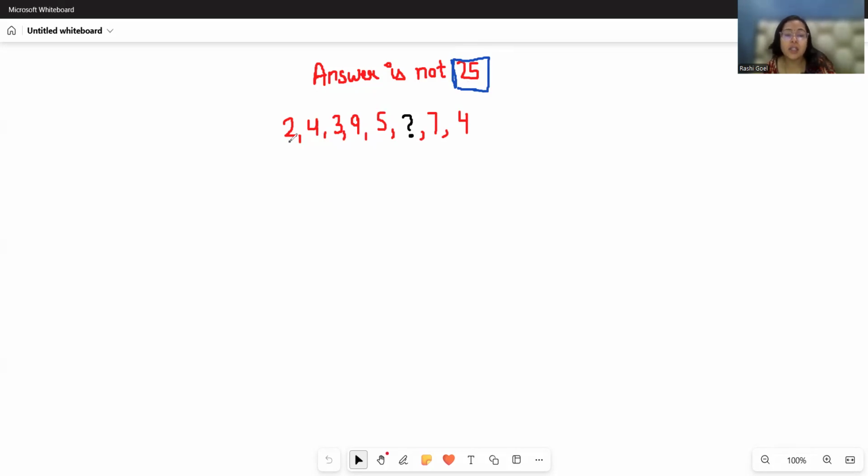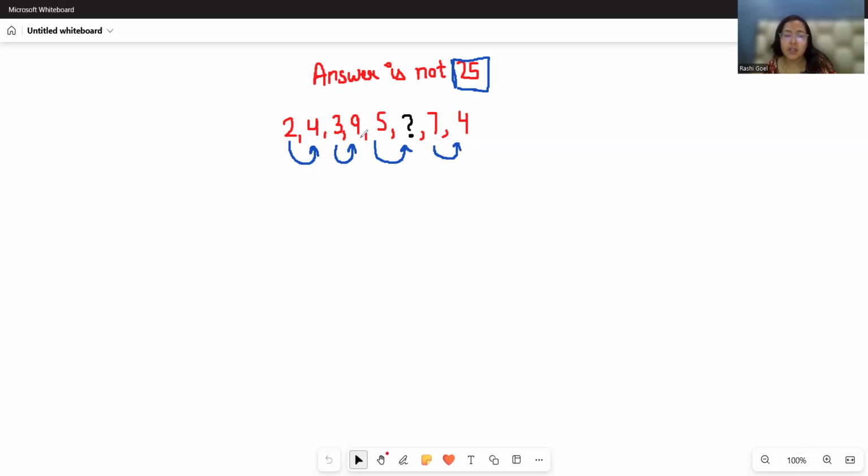So what we can see, the first term is 2 and the next is the square of this term, right? 2 square is 4. Now 3 square is 9. So next should be 5 square, 25, but as already mentioned, that's not the answer. We can see that this is not followed in the next step also, because after 7 it's 4, but 7 square is 49. So what is the logic?